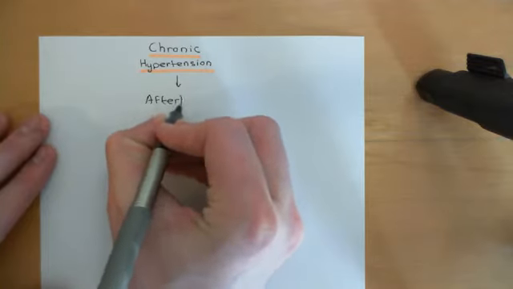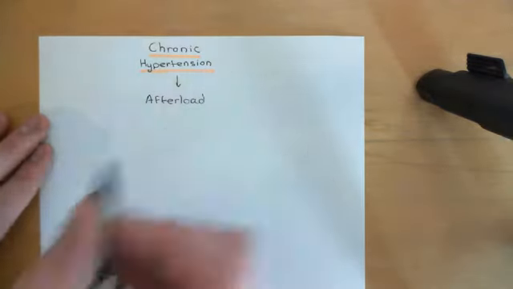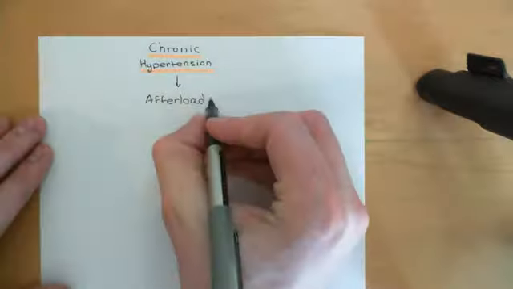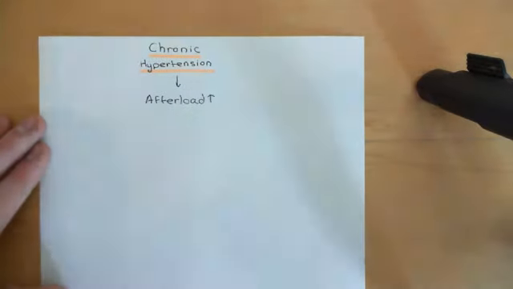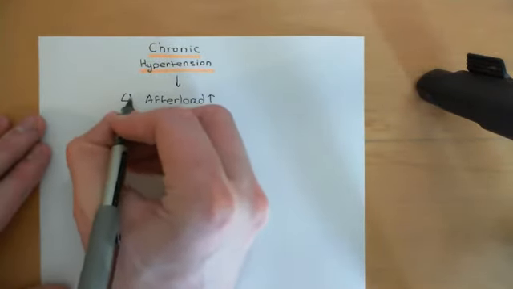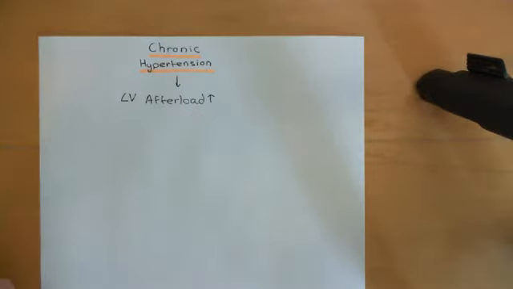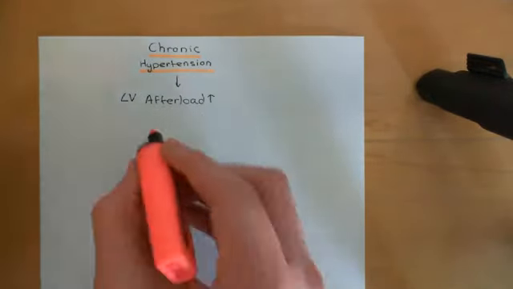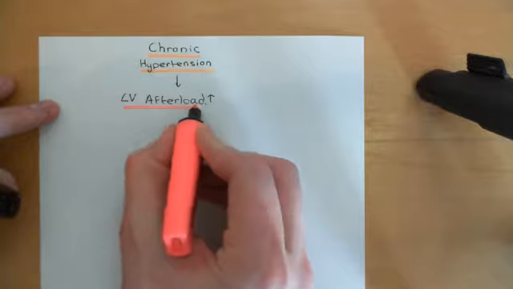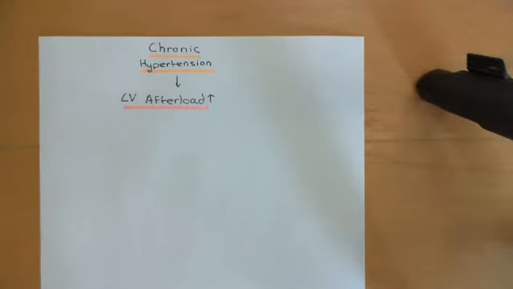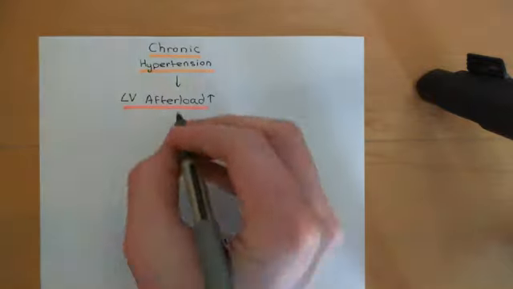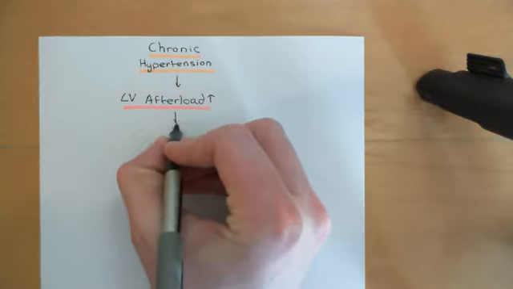Okay, so think of afterload as just meaning how difficult it is for the left ventricle to pump blood into the arterial system. So the left ventricular afterload is going to go up. Now, what is the effect of the left ventricular afterload going up? Well, it means that the stroke volume is going to decrease. If it's harder to pump the blood into the arterial system, then the actual amount of blood that the left ventricle will be able to pump into the arterial system is going to be decreased.